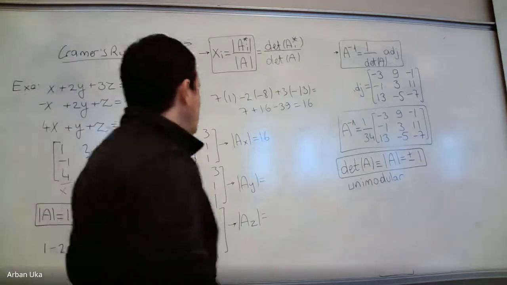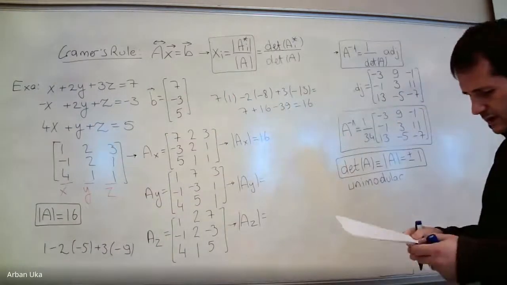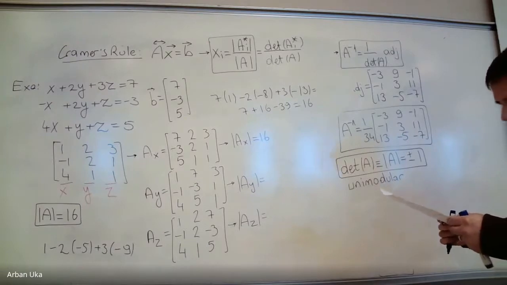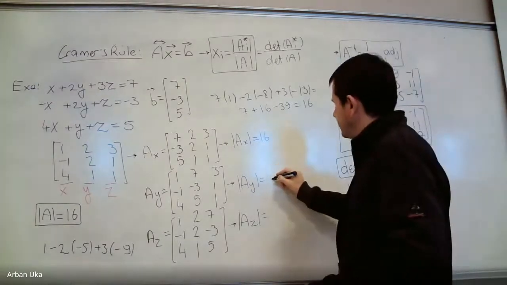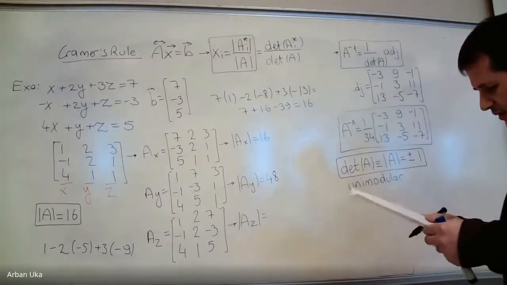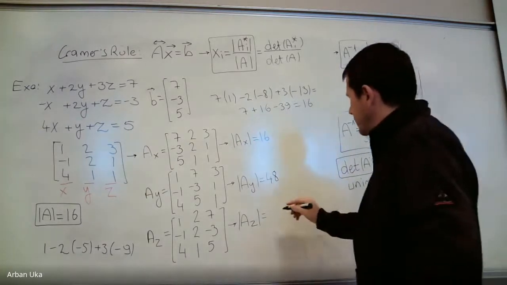Okay. Then let's find the AY. The determinant of AY is 48. We can calculate it. And the determinant of AZ is minus 64.